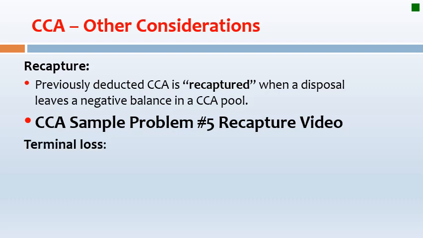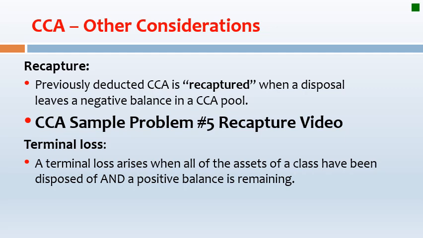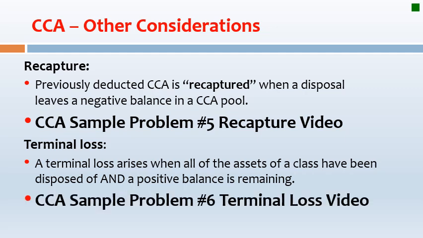The next area that you'll be responsible for knowing is a terminal loss. Now, terminal loss happens when we dispose of all the assets in a class and there is still a positive balance remaining. How do we deal with that? Well, I know one way you can find out. Check out this sweet video.